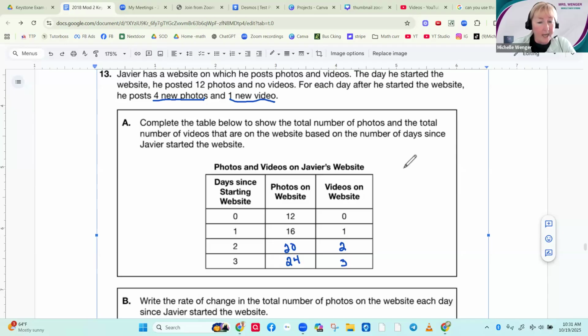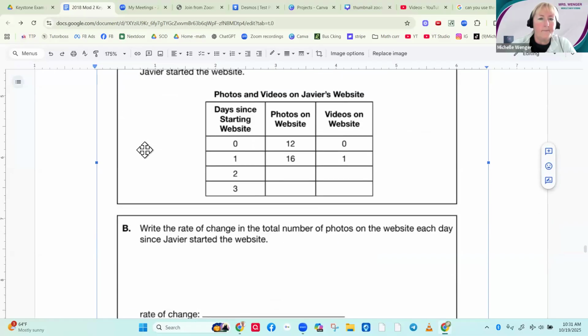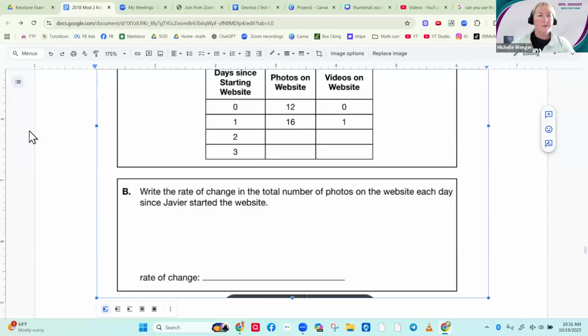You need to find the rate of change in the total number of photos on the website each day. So that means we're only going to be looking at this column here, the photos on the website, to the number of days. Unfortunately, I have to erase this and scroll up so that you can see this. Based off the information we had, I should have probably scrolled up, but that's okay. Remember, we had 20 here, we had 24 here, and then this was 2 and this was 3. But we only need to worry about this column right here.